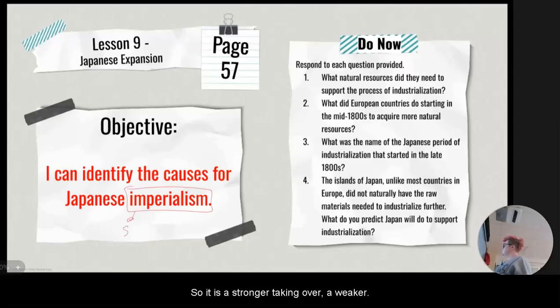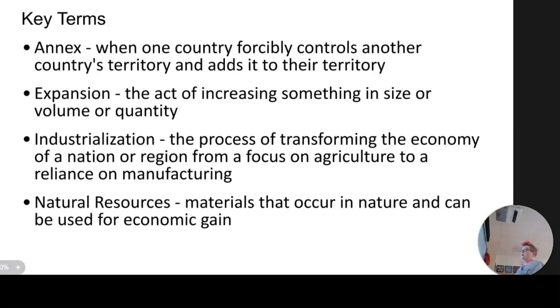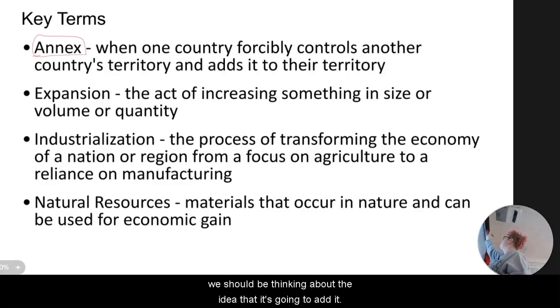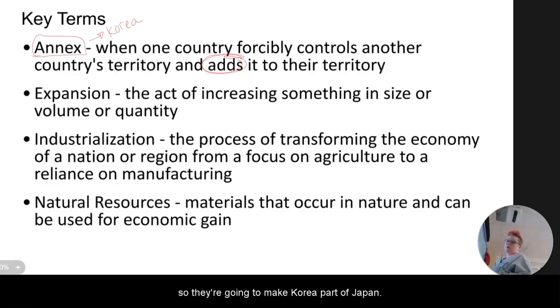So it is a stronger taking over a weaker. All right, so annex is when one country forcibly controls another country's territory and adds it to their territory. So when you see the word annex, we should be thinking about the idea that it's going to add it. In this case with Japan, they're going to annex Korea. So they're going to make Korea part of Japan.